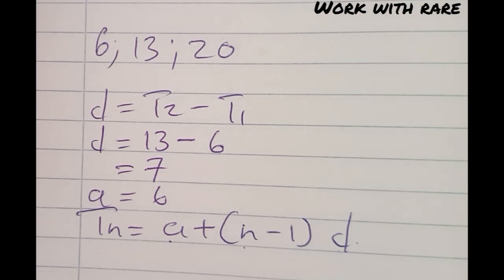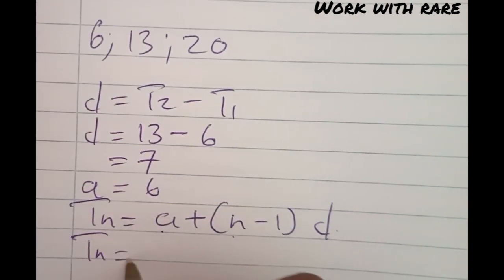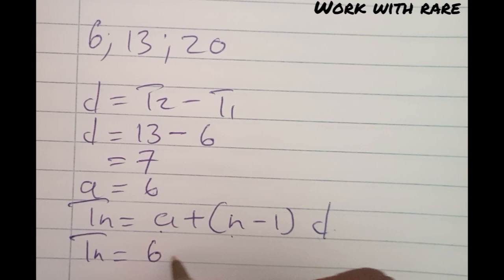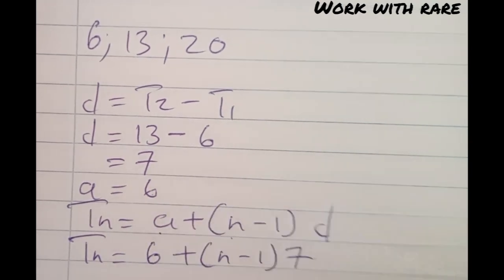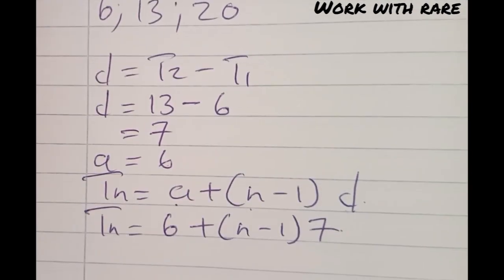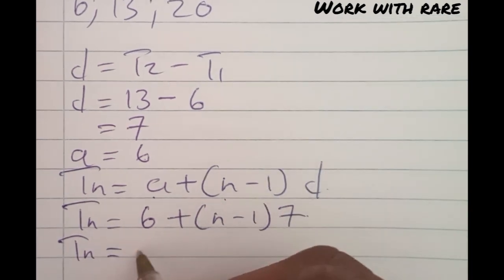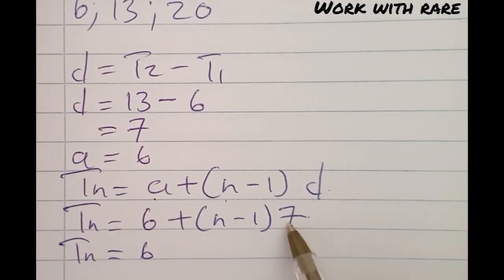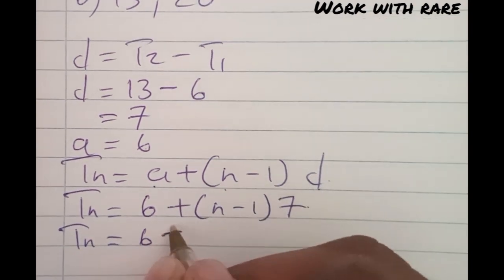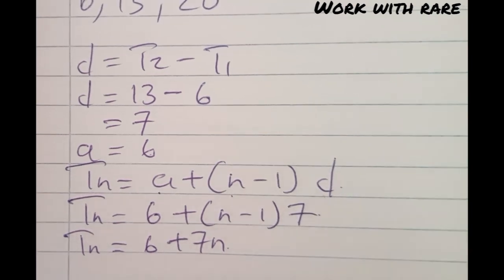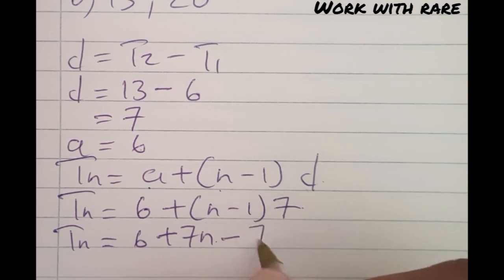What we will have to do is to break the brackets. So okay, I'll write my Tn is equals to, remember my A is 6, N minus 1, my D is 7. I substituted everything. So I have to break the bracket. So I will say Tn is equals to 6, 7 multiplied by n. Positive 7 multiplied by n, it's 7n. So I write 7n here. 7 multiplied by negative 1 is negative 7.